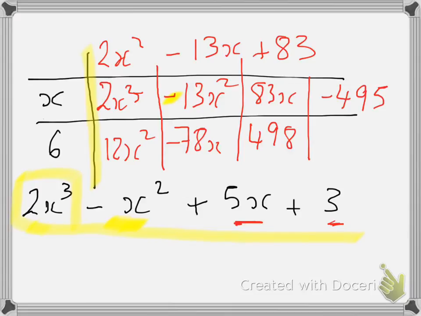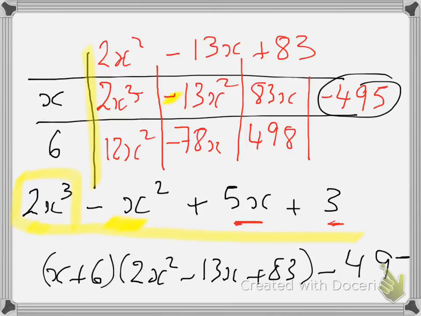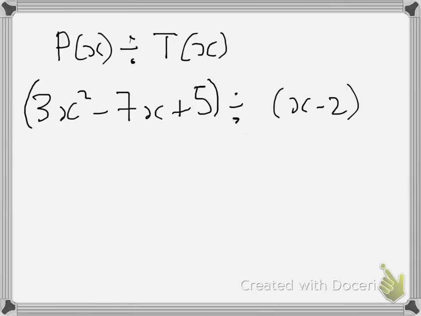Whew, that was ugly. So if I go to my final answer now, I would write x plus 6 times my factors across the top, 2x squared minus 13x plus 83, and I have a remainder of minus 495. And actually that matches your answer in the book. Hallelujah.